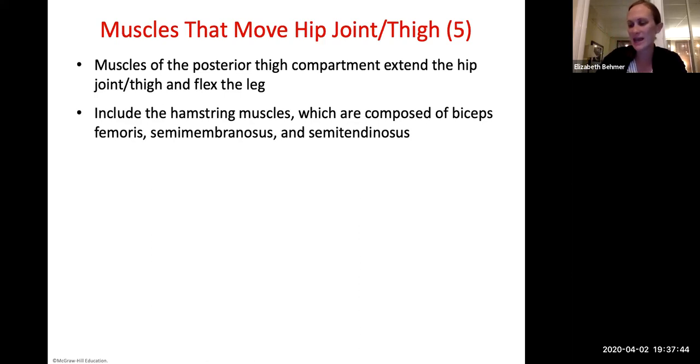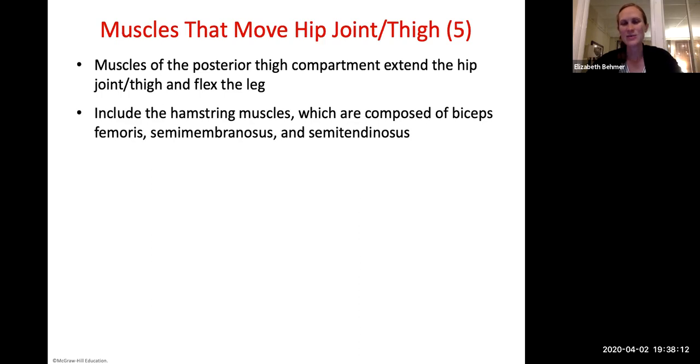And that's the answer actually to number 7. We'll come back to it a little bit, but for number 7 on your notes, it asks you what the hamstring muscles are. And the 3 are your biceps femoris, semimembranosus, and semitendinosus. And again, their action is to extend the hip, or as if you were standing up and stretching your leg straight back, and also flexing the leg.